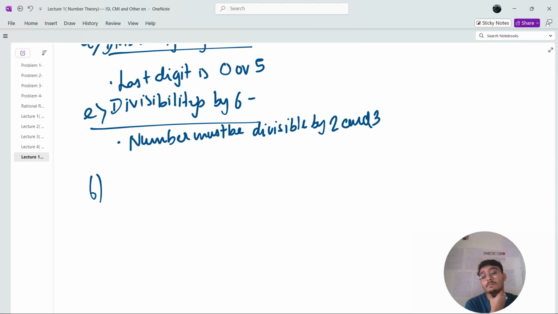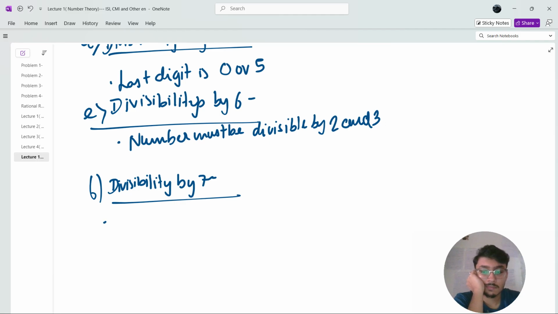Divisibility by 7. This is an interesting one. Only if you see it properly, then 7 and 11, the divisibility rules are interesting. Others are nominal. So for 7, I have a number.